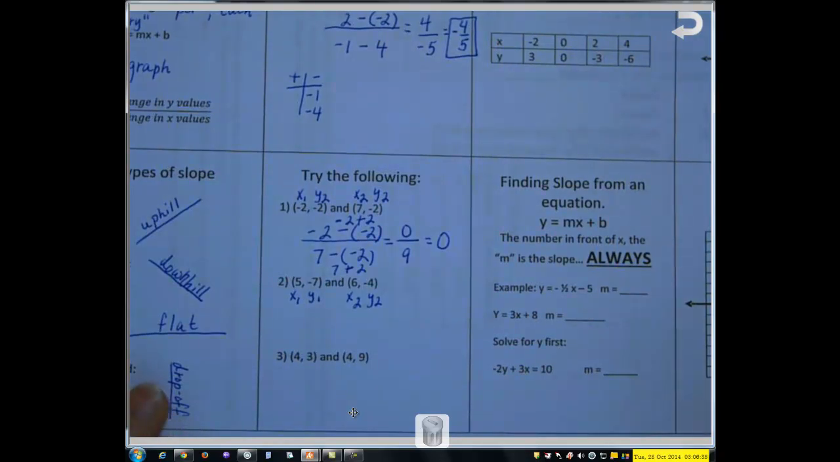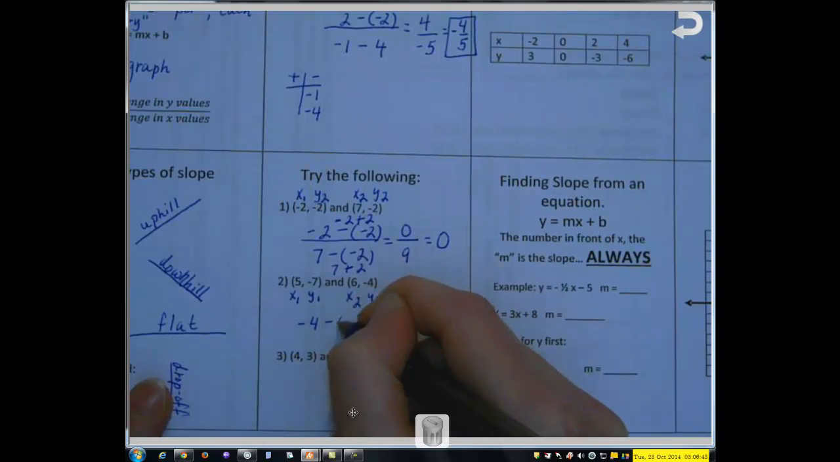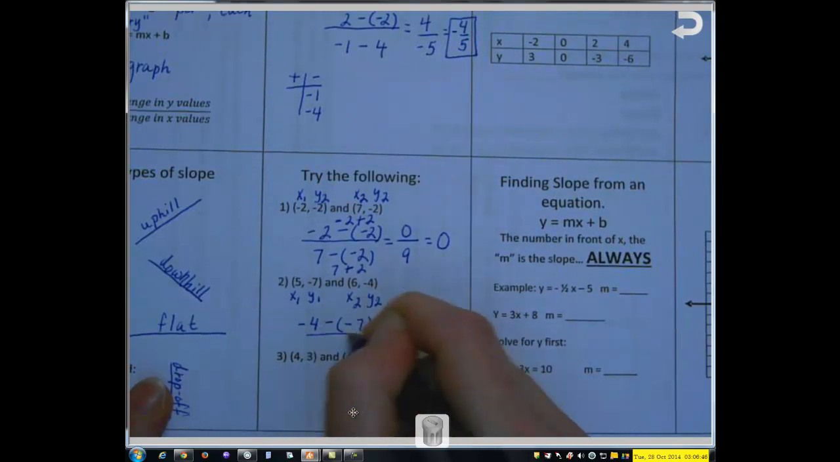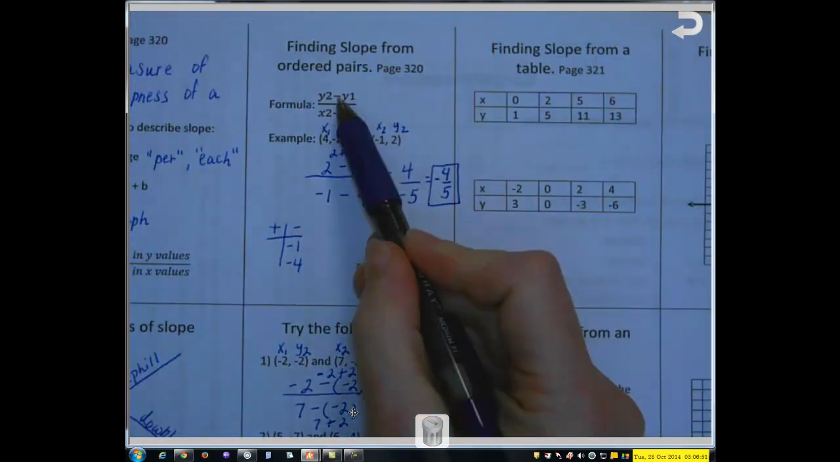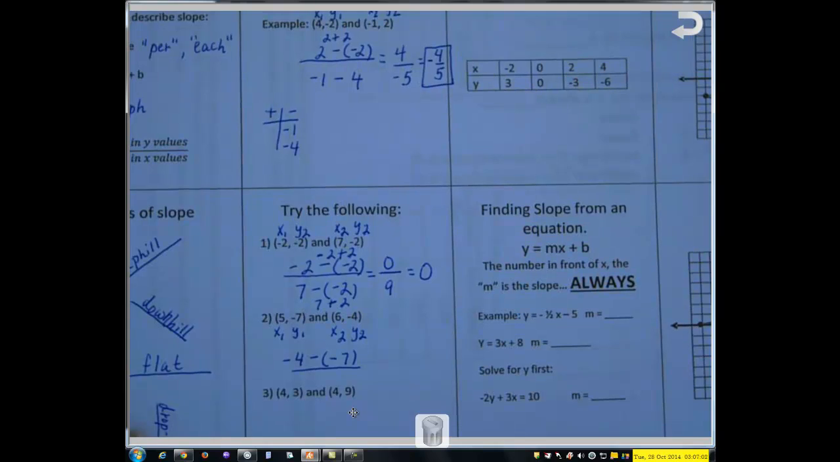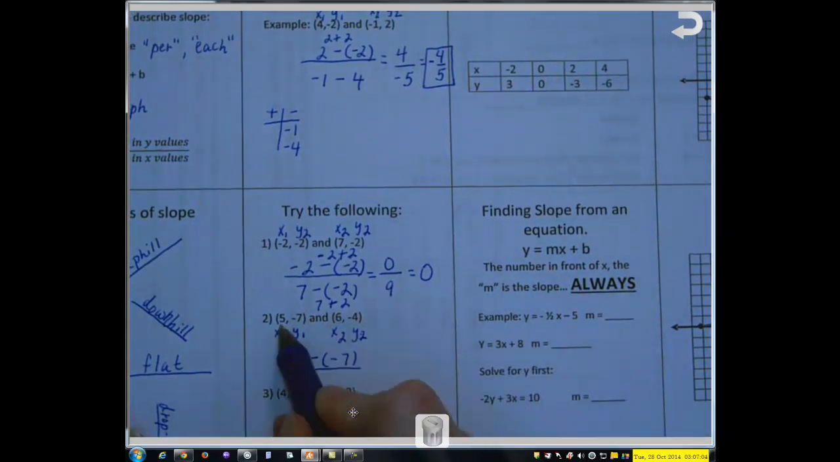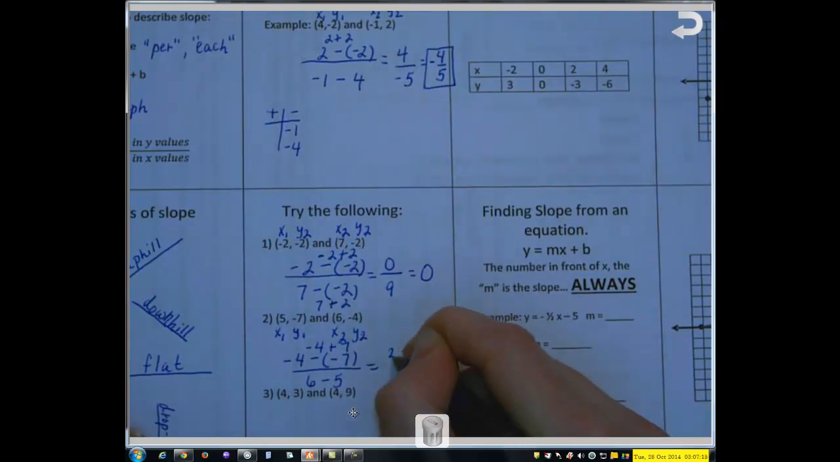Okay, let's see how you did. So y2 minus y1 is negative 4 minus a negative 7. Again, notice how I have both the minus sign from the formula and the negative sign from the y coordinate. Okay, x2 minus x1 would be 6 minus 5. Negative 4 minus a negative 7 is the same as negative 4 plus 7. That would be positive 3.